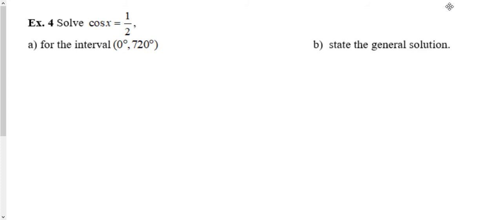In example 4 here, we have solve cos x equals 1/2 for the following interval. So the first one here, we have an interval between 0 degrees and 720, not including 0 or 720. That's what the rounded brackets would mean. So very first thing, I'm going to do a quick sketch to figure out where I'm looking.